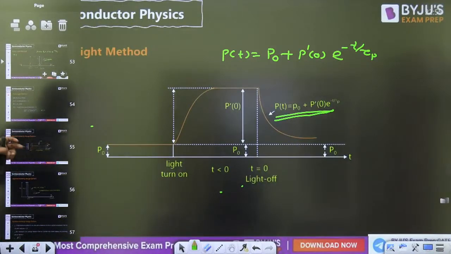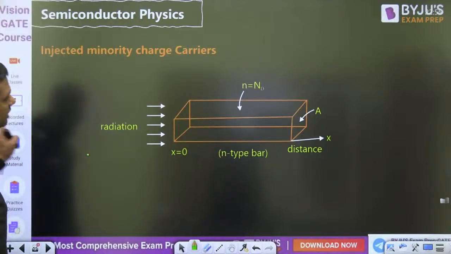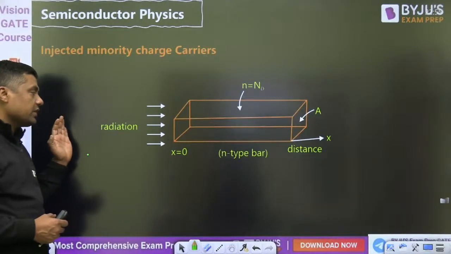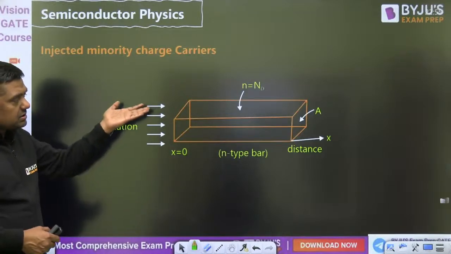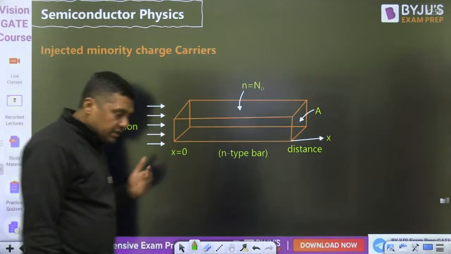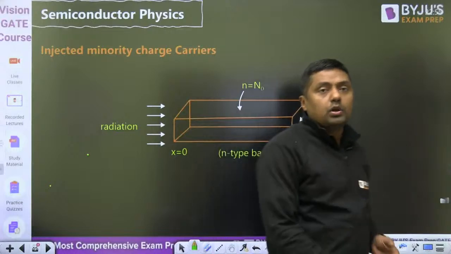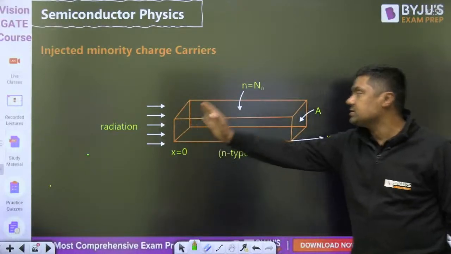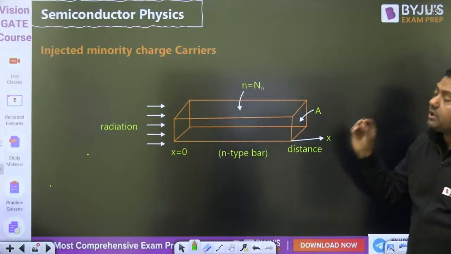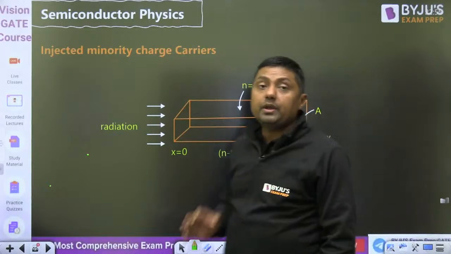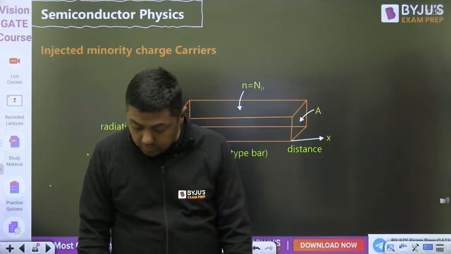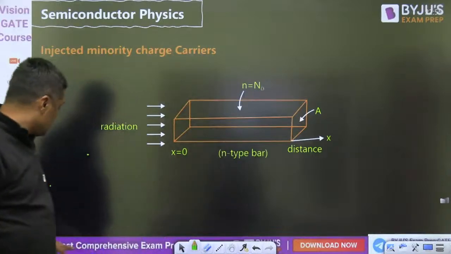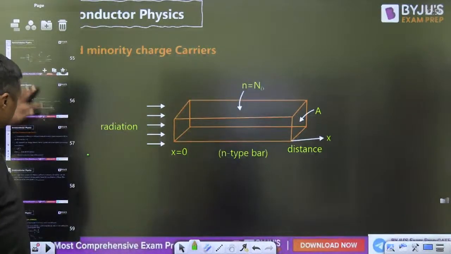Similarly, we have the minority carrier injection. We are giving the radiation. Number of times we have the question on that. Concentration will increase and the concentration gradient will develop, and the holes and electrons will start moving from higher concentration to lower concentration, and there will be current. That current is called what? Diffusion current. So that will be the question. Now watch this.